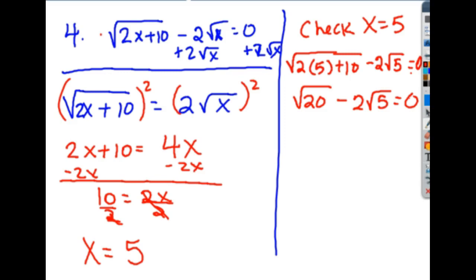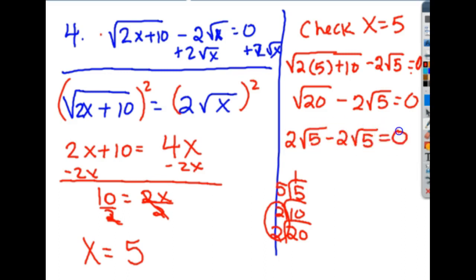Well, this one is in simplified form. This one's not. So I need to go down here on my paper somewhere and do a birthday cake. Do you remember a birthday cake? The reason we do a birthday cake is to find a pair. This is equal to 2 square roots of 5. If you have the exact same radical subtracting, is that equal to 0? This is true.